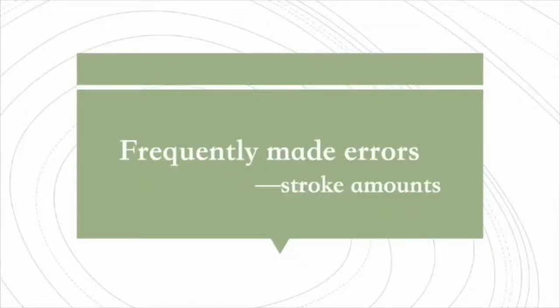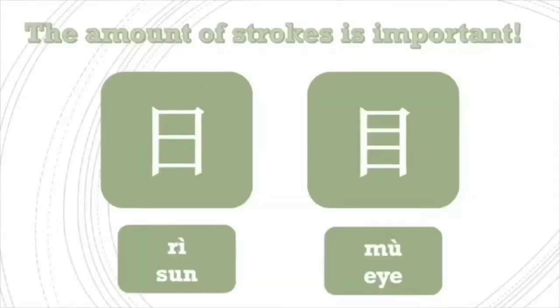Last time we learned about the stroke length. So today we are going to learn about another error that we always make, which is the number of strokes in a character. When we write Chinese characters, we sometimes add one more stroke. But be careful, because a character with one more stroke can mean something completely different.